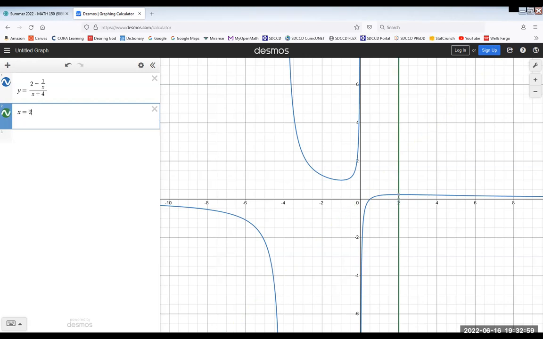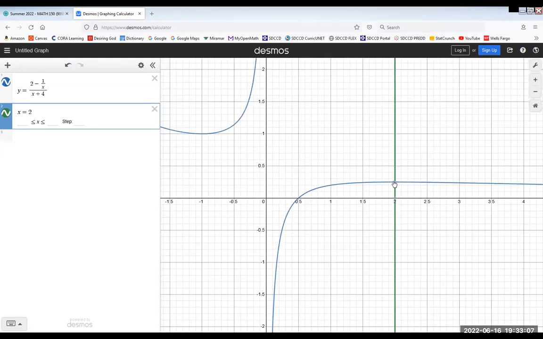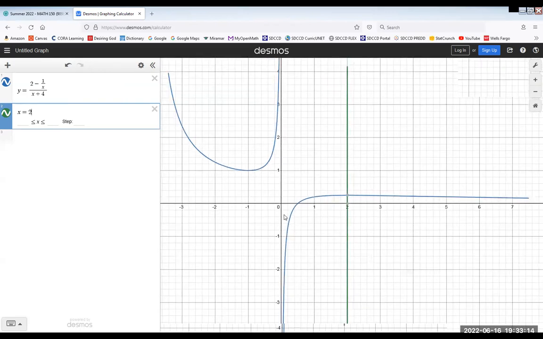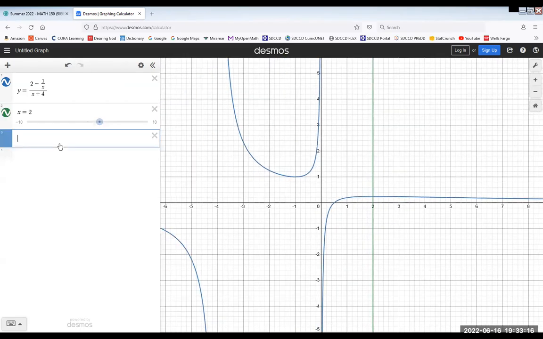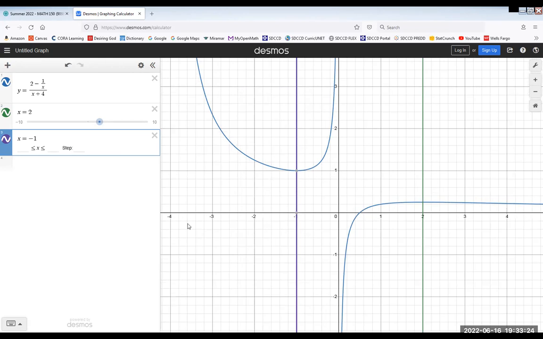x equals 2. Okay, so right there, there's a horizontal tangent line. Yep, the tangent line moving across. That looks like it would have to be the peak of that bump. Makes sense. And x equals negative 1. Yeah, that's at the very bottom of that curve. See that? There's a horizontal tangent line there.